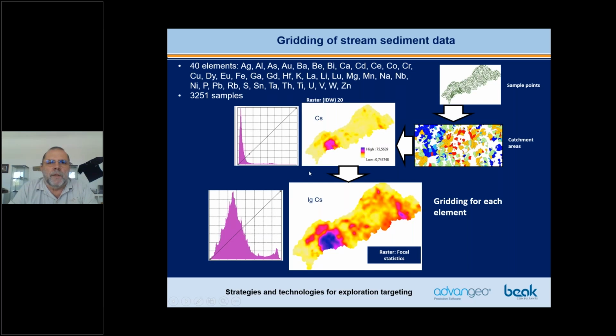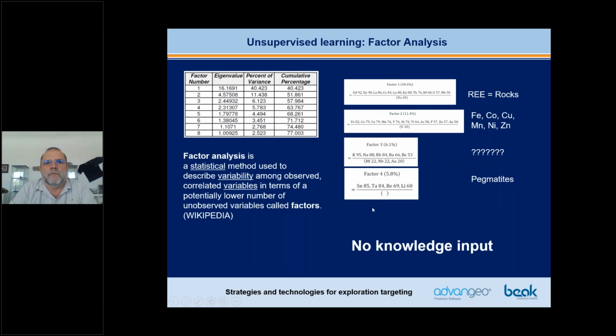So we are processing our stream sediment data. We relate what we already did, the sampling points to the catchment areas. Then we grid the data. We logarithmize them and create these anomaly maps, which we use as input data sets to feed them into the statistical data analysis, like factor analysis or the neural networks.